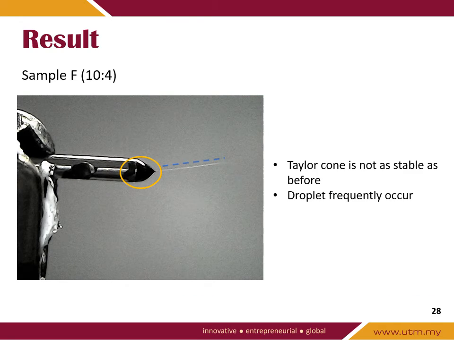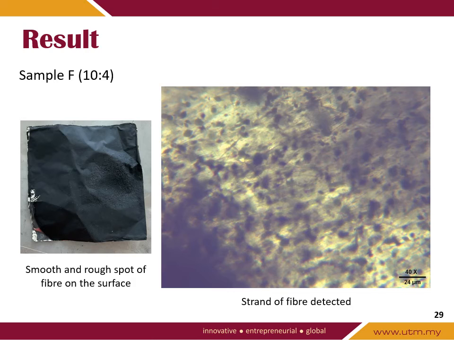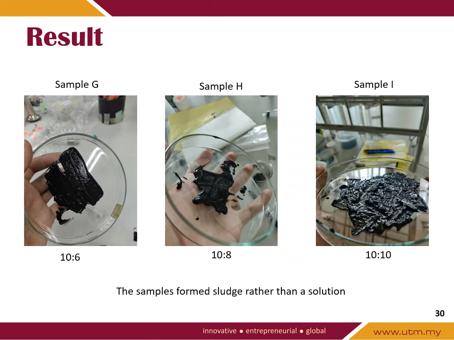For sample F, however, the Taylor cone is not as stable as before and droplet flickering occurs, same as sample D. But we obtain a smooth fiber with rough surface spots on the surface, and there is a strand of fiber detected in this case. For the last 3 samples, the samples form a slush rather than a solution, which is not suitable for the electrospinning process.